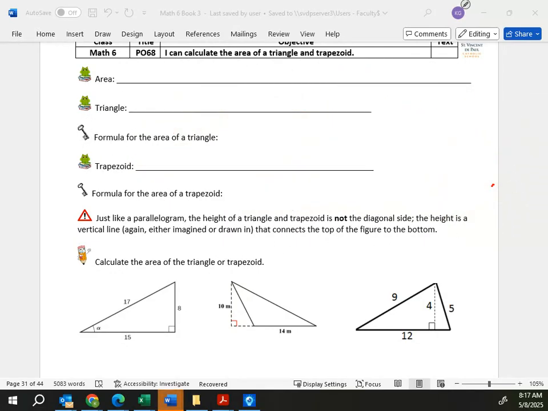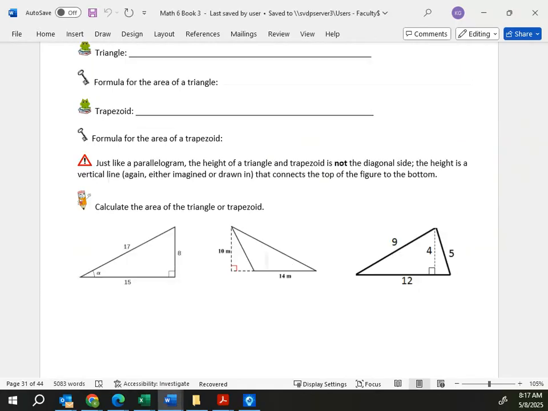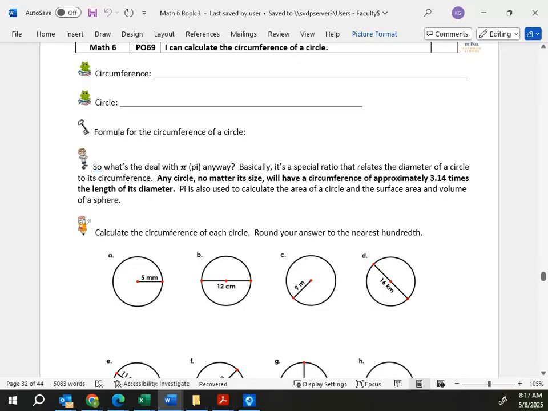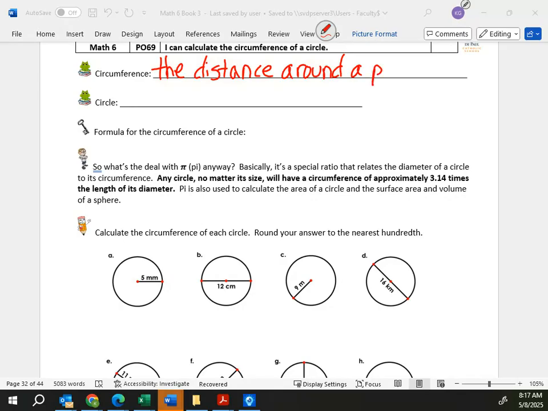All right, our next objective. Now we're on to the circles. So circumference is the distance around the circle. It is like a perimeter, but because we don't have straight lines, we can't say length plus width because there are no lines, so we have to use our formula with that diameter or radius.